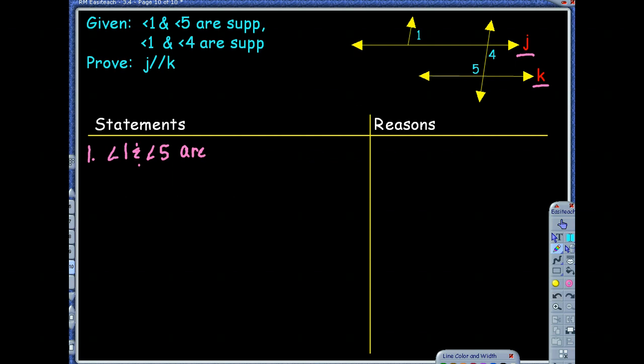All right, so I'm just looking at the angles that they give us that are supplementary. And I know angle 1 and angle 5 are supplementary. They're not really a special angle pair.